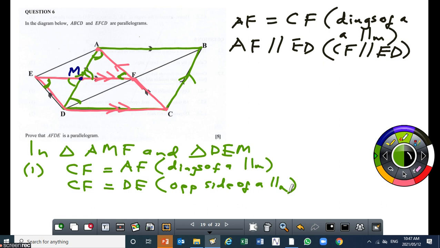Since I've got CF and CF, I can say therefore, I've got AF here, so AF is equal to DE. Does this make sense? You can talk, because this is your opportunity now. We are seeing each other face to face. CF is equal to AF because the diagonals of a parallelogram bisect. CF is equal to DE because they are opposite sides of a parallelogram. Since CF is equal to both AF and DE, it therefore means that AF is equal to DE.